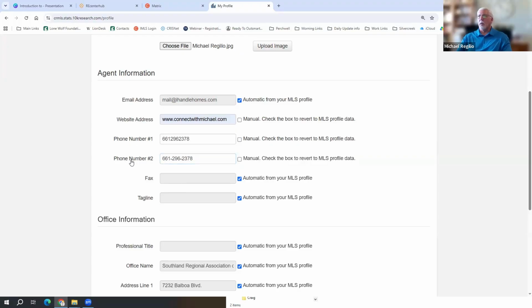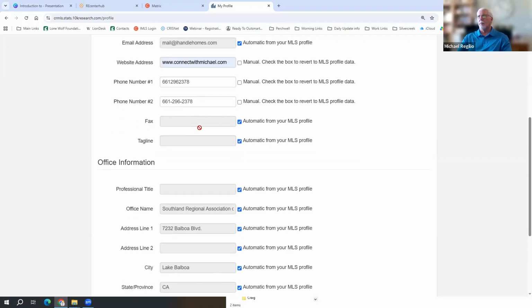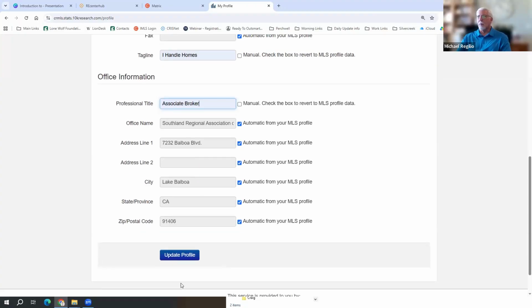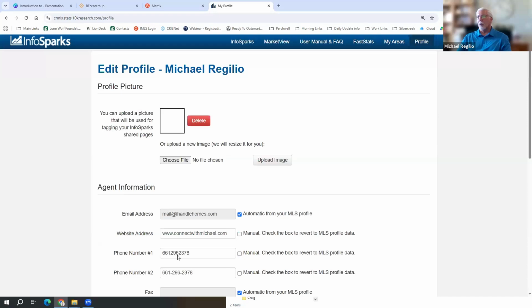The main one you want to use is phone number 2 because that's going to be your cell phone number. I put the dashes in that. If you have a fax, you can add your tagline, you can add your group name, your title, and it will automatically have your office information from your MLS profile. So there we go. We just go ahead and click save.